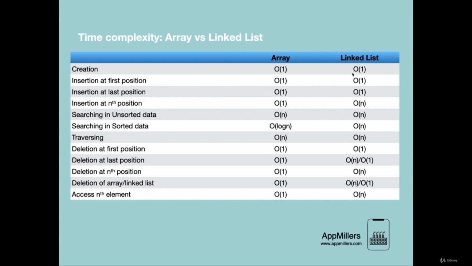The next operation is insertion, and we know that we can insert an element in three different ways: inserting an element at the beginning, inserting an element at the end of the collection, and inserting an element at the nth position. Let's look at these three cases one by one. Inserting an element at the first position is a constant time operation for both array and linked list.